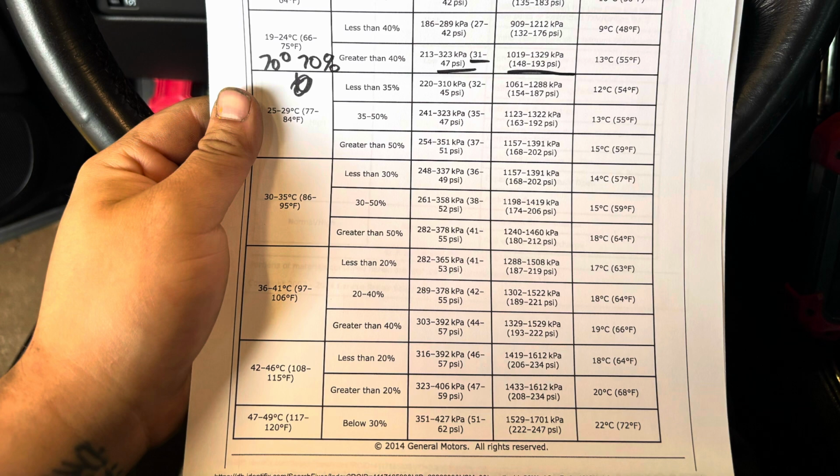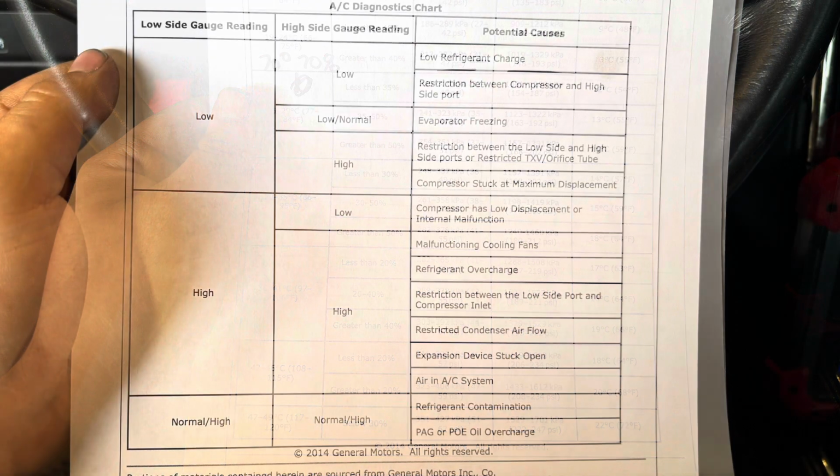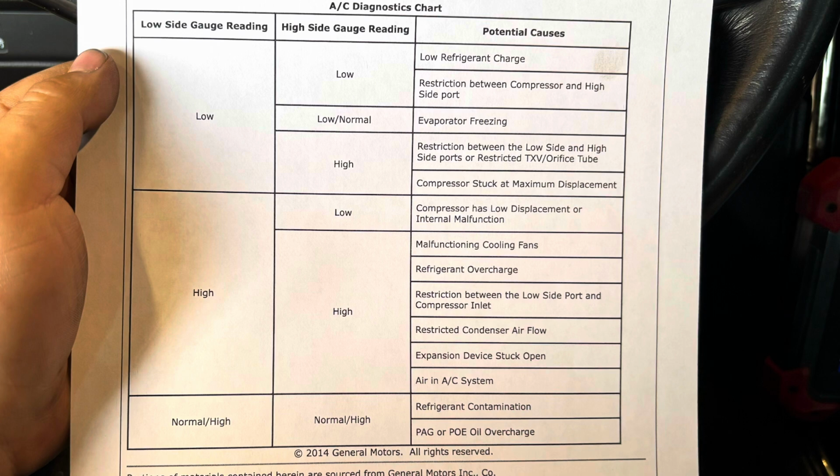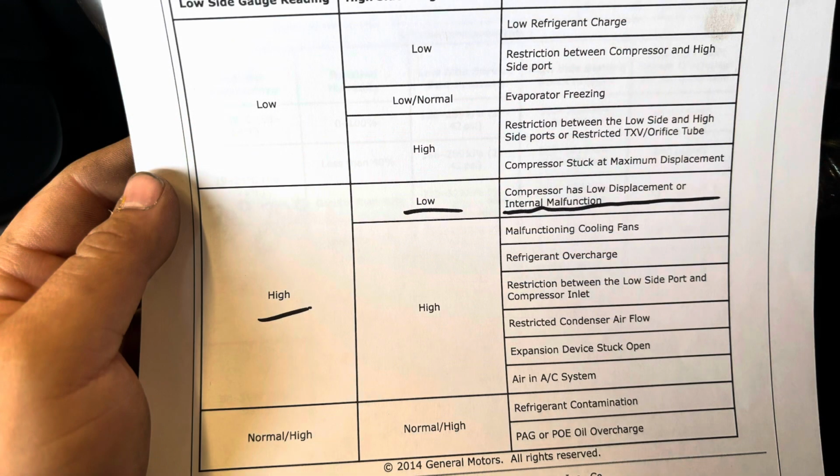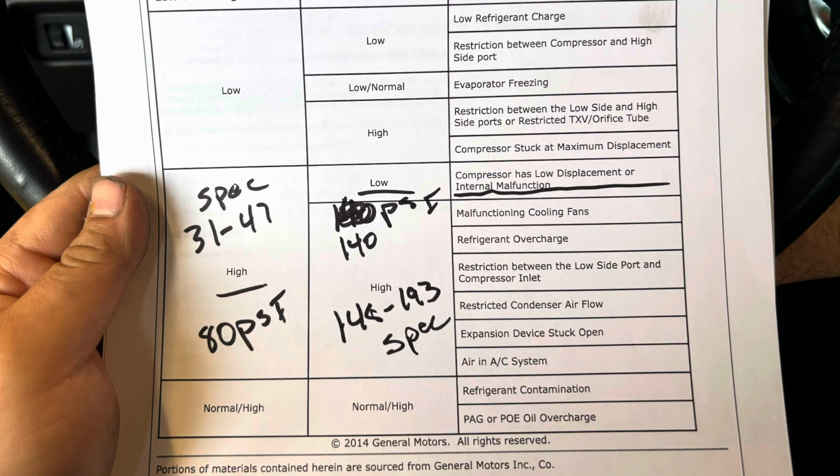So I had about 70. Actually, it was a little hotter, so the pressures should have been a little higher than what I provided. But depending on the pressures, here are the possible causes of why there's no AC. And for me, I had high pressure on the low side and low pressure on the high side, it was about low to about normal.